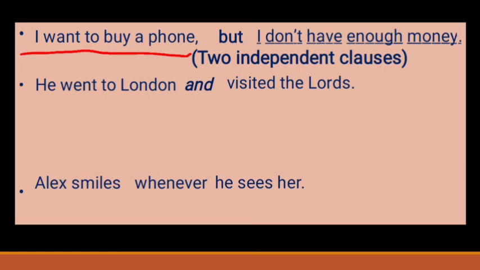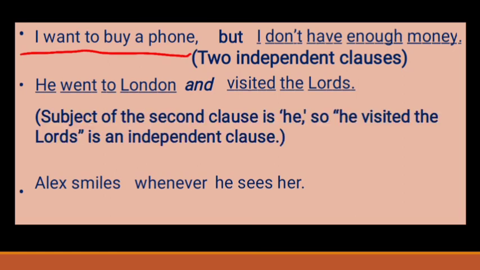The next sentence, He went to London and visited the Lords. The coordinator that has been used in this sentence is and. If we take a look at the clause he went to London, it has a complete meaning. And so with visited the Lords. Although it has no subject indicated in this clause, the subject of the second clause is he, so he visited the Lords is still an independent clause. The subject he has just been hidden in this clause. So still we have two independent clauses.